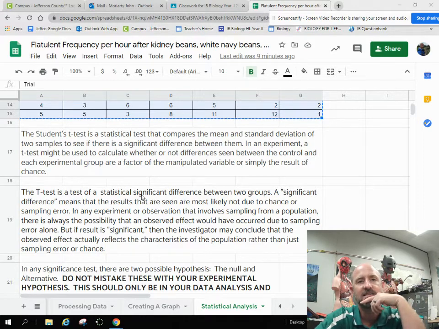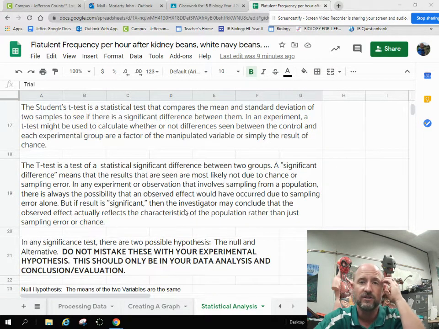The t-test is a test of statistical significance. I'm sure you guys can read these. Difference between 2 groups. So we're always going to look at 5%. We want our chance of error to be less than 5% that this data is due to chance.